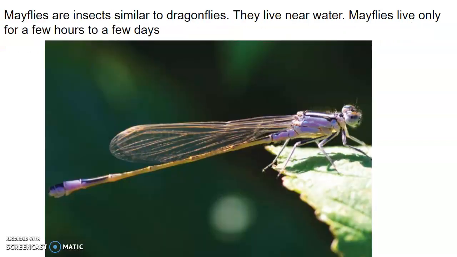This is a mayfly. Mayflies are insects similar to dragonflies. They live near water. And mayflies live only for a few hours to a few days. They do not live very long, friends. And I want to tell you something from my own personal experience. When you see a mayfly, it's not just one. There are tons of mayflies. I've seen thousands of mayflies all at the same place on a building or flying around when I've been near lakes and rivers, just on vacation or having a good time.